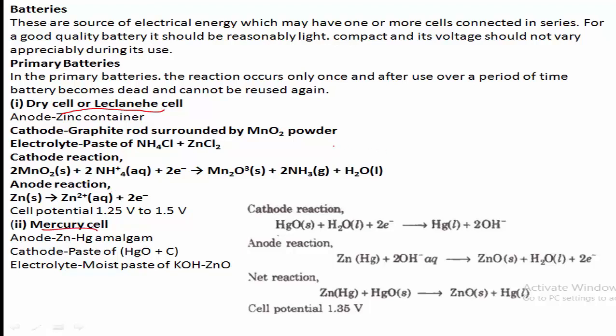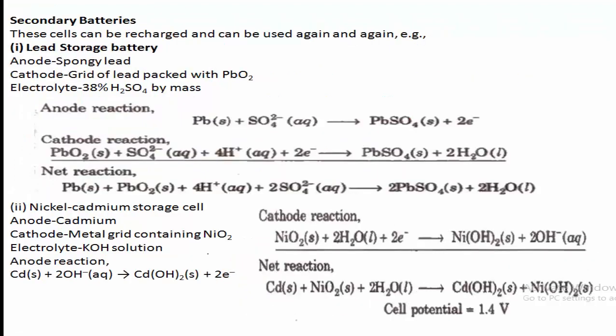These are the reactions which take place in the Leclanche cell, and this is the reaction which takes place in the mercury cell. In the mercury cell, the anode is zinc and Hg amalgam, the cathode is a paste of HgO and carbon, and the electrolyte is a moist paste of KOH and ZnO. Then secondary batteries. These cells can be recharged and used again and again. An example is the lead storage battery, where the anode is spongy lead, the cathode is a grid of lead packed with PbO2, and the electrolyte is 38% H2SO4 by mass. And this is the reaction which takes place in the lead storage battery.